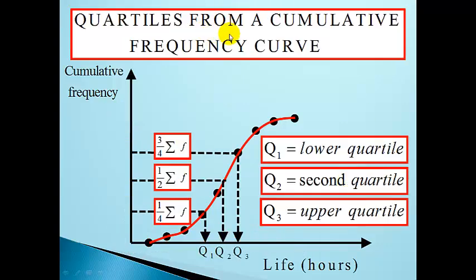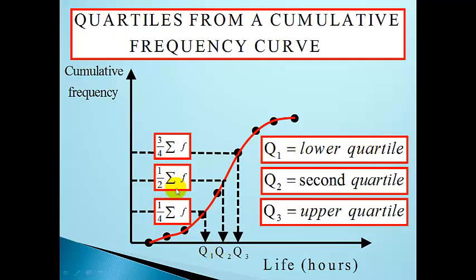Now we have quartiles from the cumulative frequency curve. Considering the cumulative frequency curve, we have cumulative frequency against the life in hours. When we take 1/4 of sigma f and trace it to the x-axis, we have Q1. The Q1 is the lower quartile.